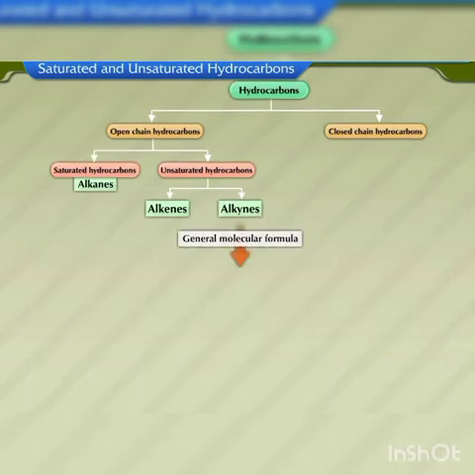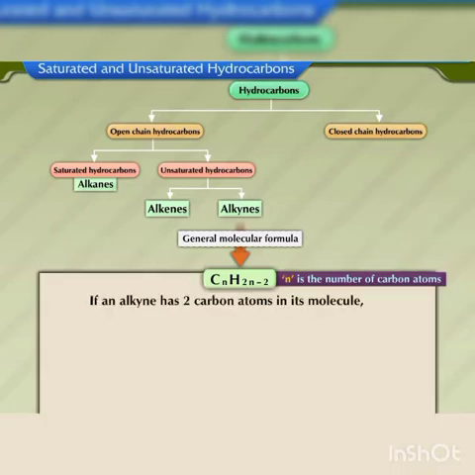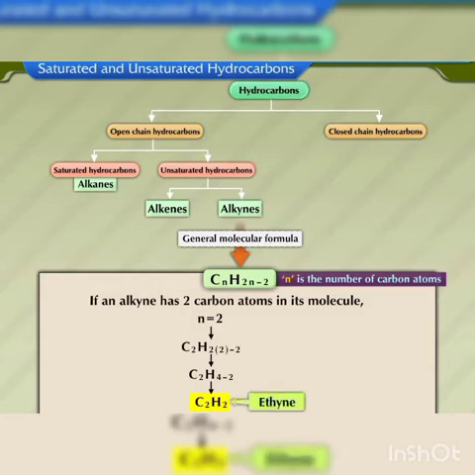The general formula for an alkyne is CnH2n-2. If an alkyne has 2 carbon atoms in its molecule, then the value of n is 2 and its molecular formula is C2H2. This is the molecular formula for ethyne. Ethyne is written as HC≡CH.